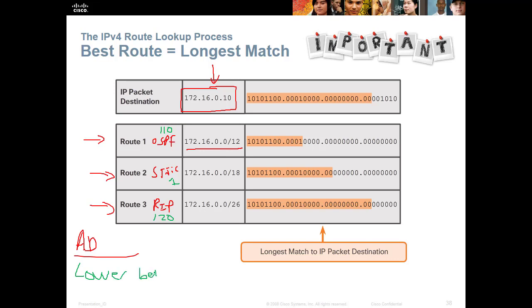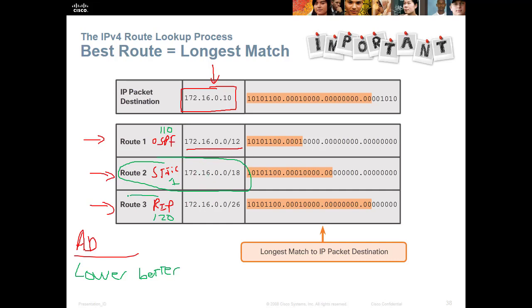You said AD is trustworthiness, and the lower your AD is, the more trustworthy the route. So obviously, Justin, because Route 2 was a static route and it matches, we're taking Route 2. We're using that pathway. And here's the crazy thing. That's actually wrong. Completely wrong. Route 2 is not used. All three of these are in the table, but Route 2 is not used.